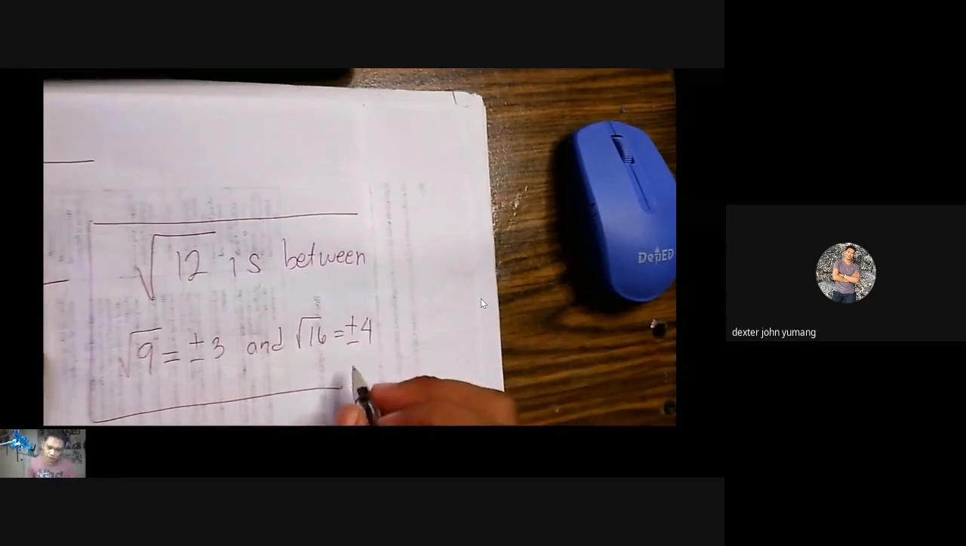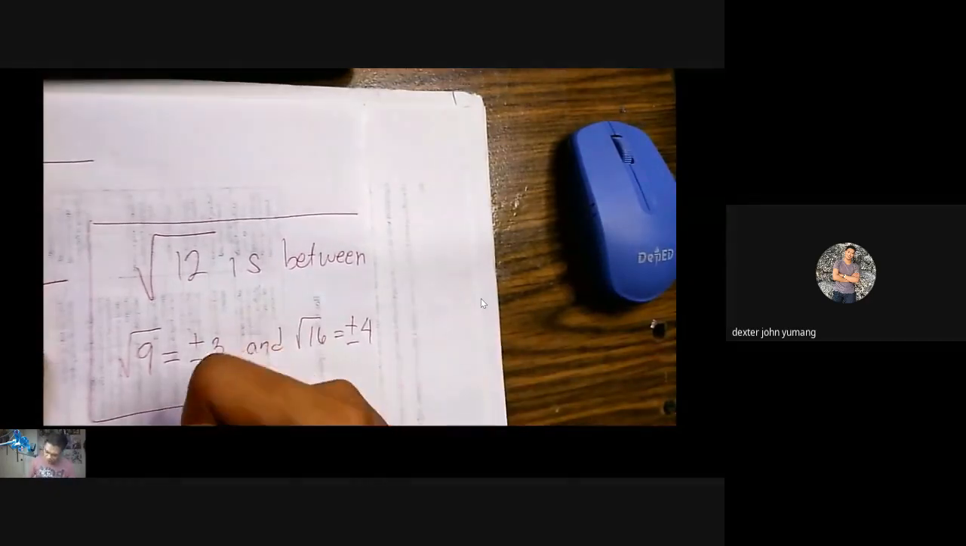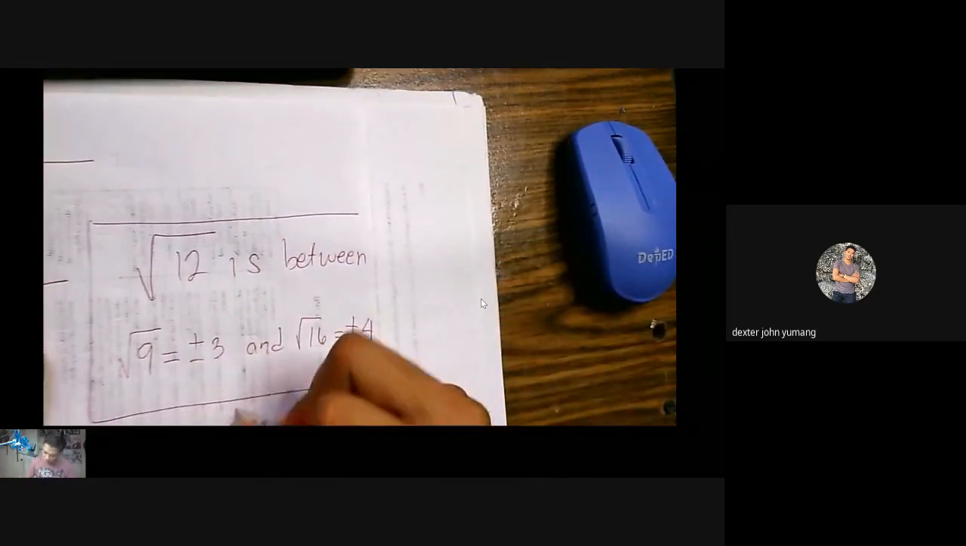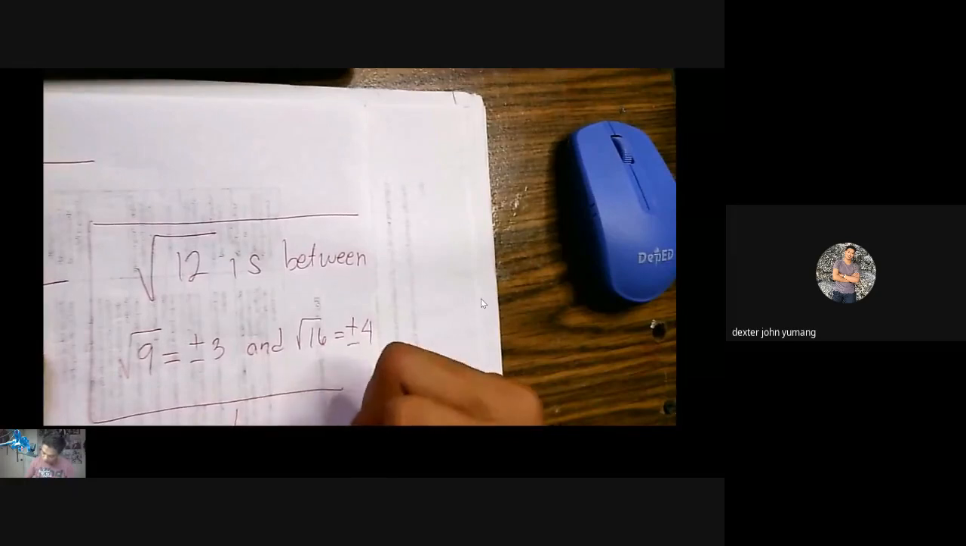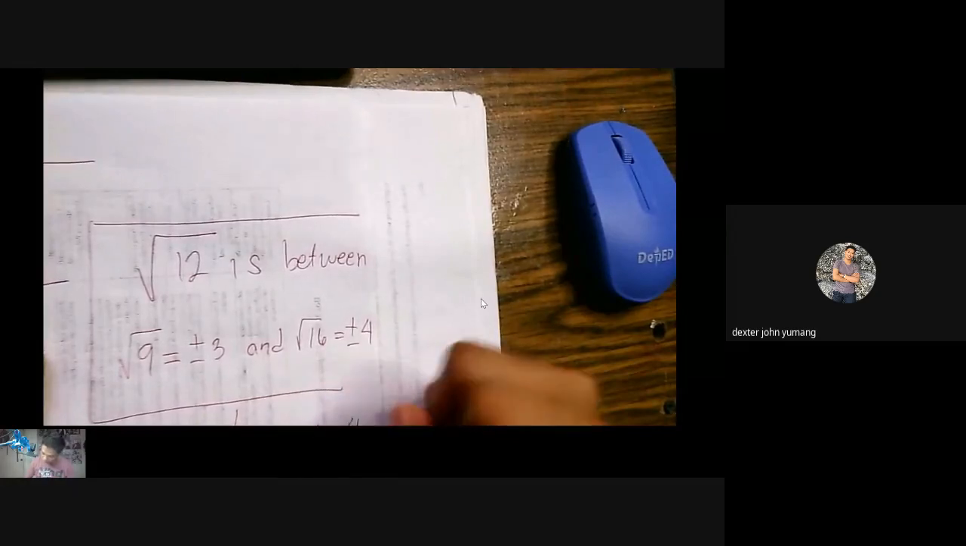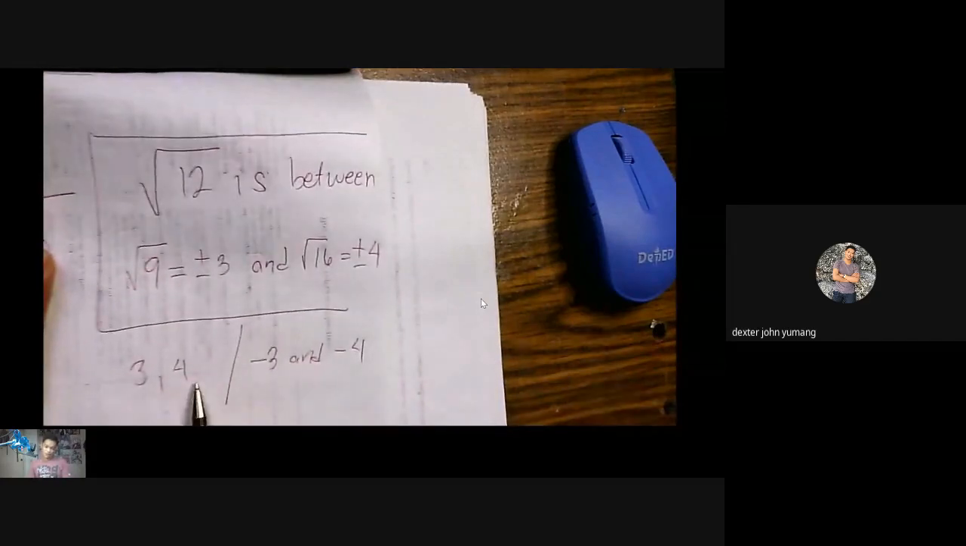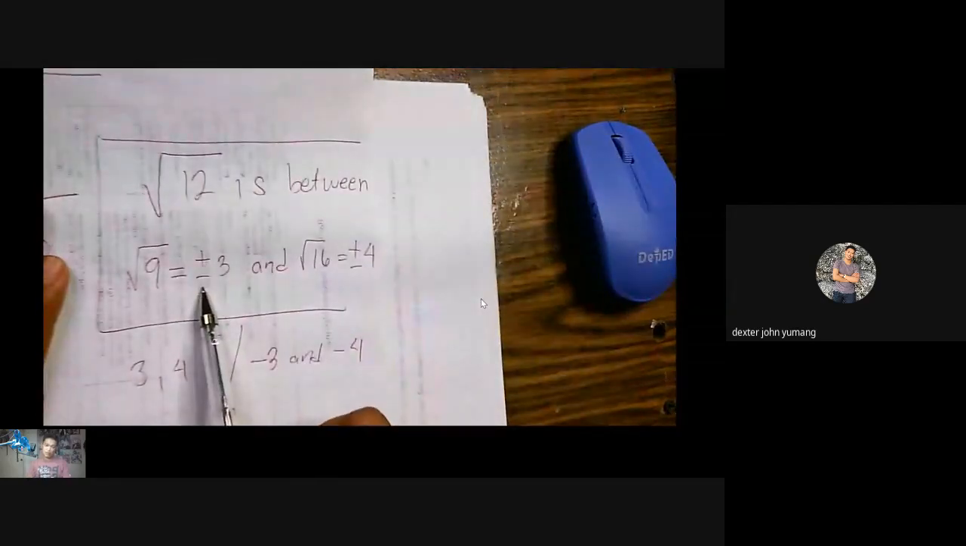Yun po. Now, ano pong ibig sabihin nito ngayon? Between 3 and 4 siya na positive, o kaya between negative 3 and negative 4 na numbers. So bakit siya ganyan? Kasi nga, plus minus. Kung merong positive side, meron din siyang negative side. Yun po ibig sabihin yan.